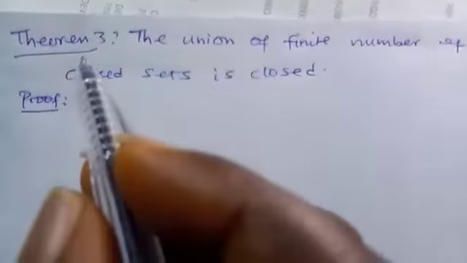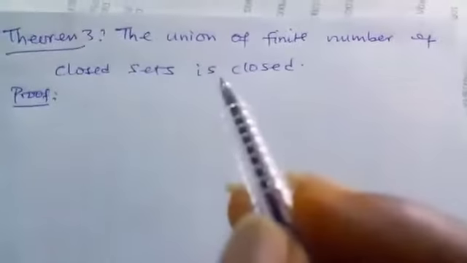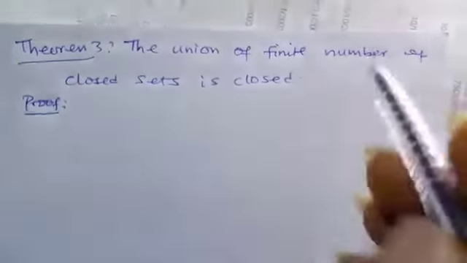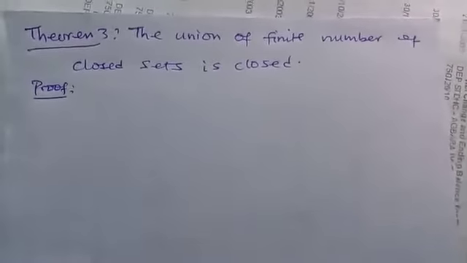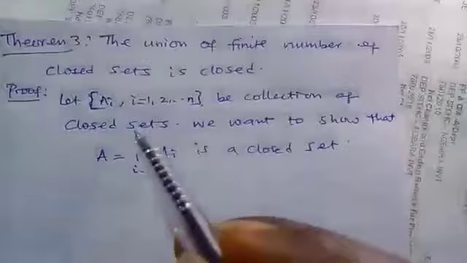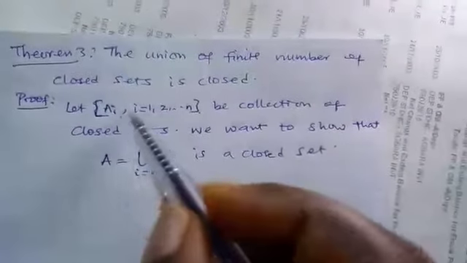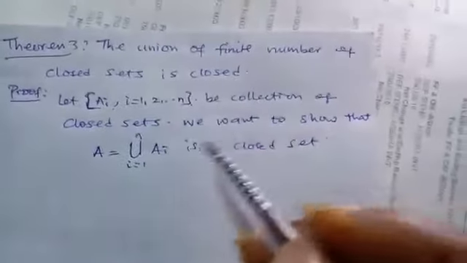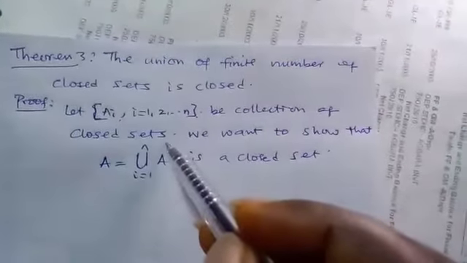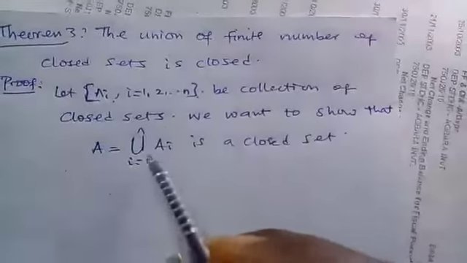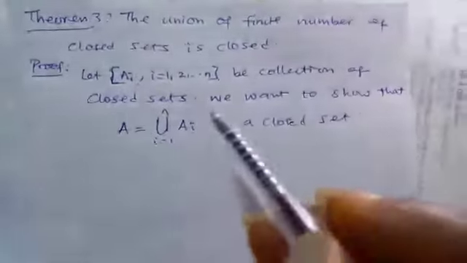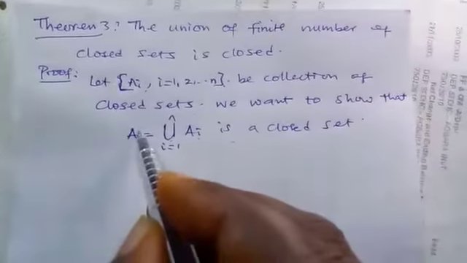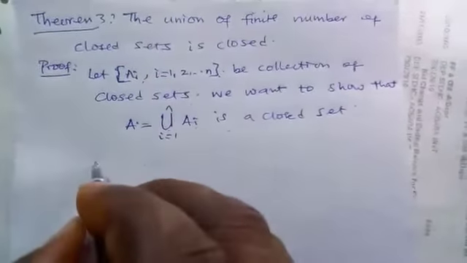We have another theorem here: the union of a finite number of closed sets is closed. That is also a closed set. So we start by taking a collection of closed sets. Let this be a collection of closed sets A_i; it will be finite, that's why we put i runs from 1 to n. We want to show that their union is also a closed set. Now, by our theorem 1 there, we only need to show that the complement of this thing is open.